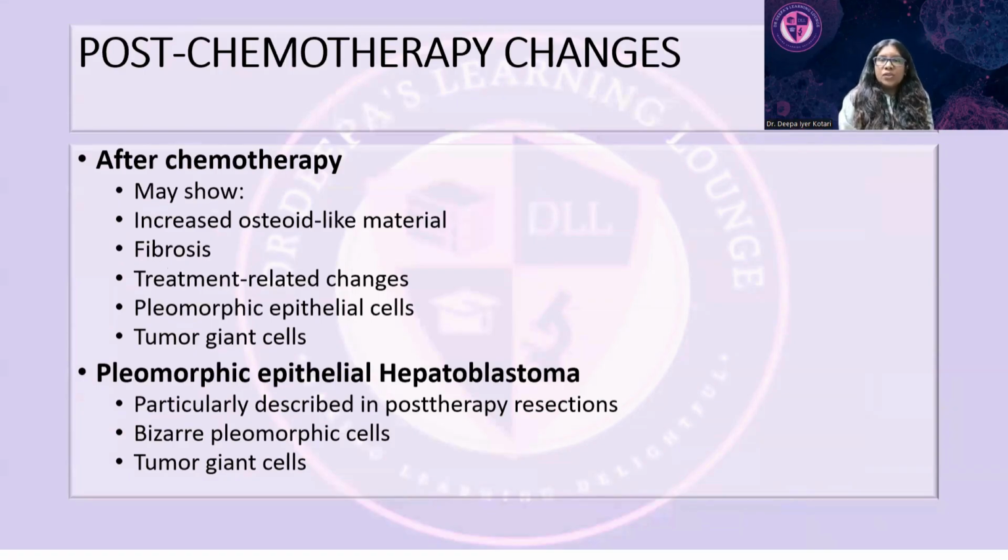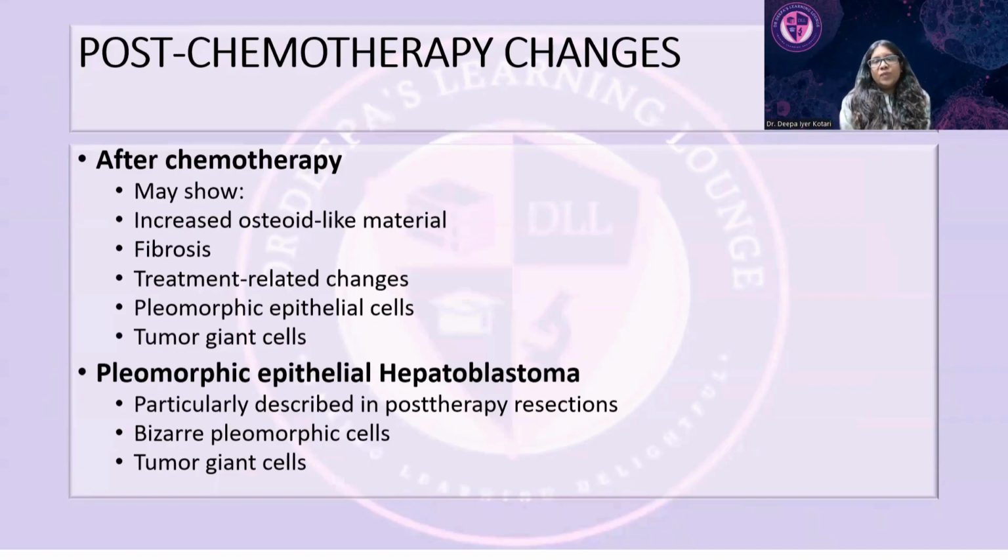Therefore, the pathologist should have an idea of what he's looking at when it's a post-treatment tumor. After chemotherapy, the presence of an osteoid-like element may become very prominent. You may also encounter extensive fibrosis or treatment-related apoptosis here and there, and there can be necrotic areas also. The pleomorphic epithelial hepatoblastoma can be seen in post-therapy resections, and there can be bizarre pleomorphic cells with giant cell reaction after chemotherapy.